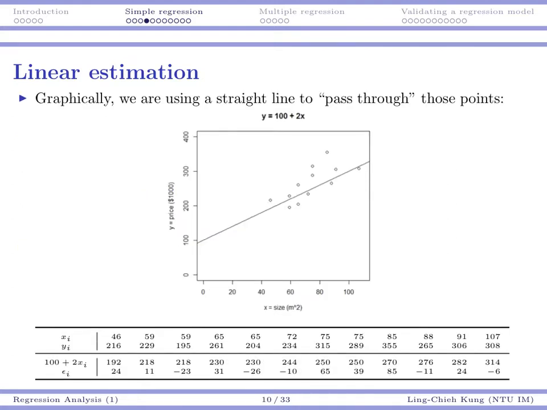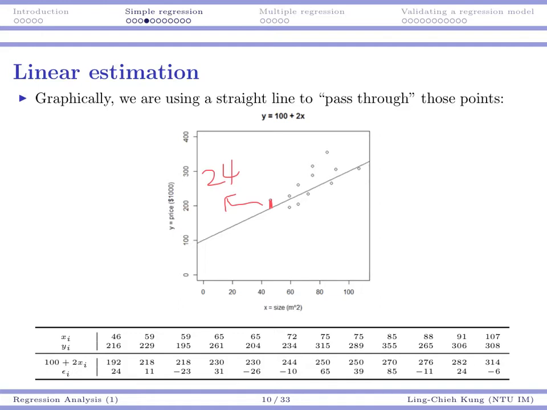If we try to visualize that selection, then the line here, y equals 100 plus 2x, is here. Okay, it somewhat passes through this set of points. And for example, for the first point, 46, the deviation is here. Okay, this particular difference is 24. This line underestimates the first price.